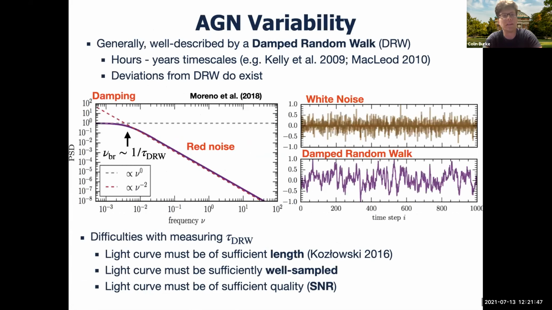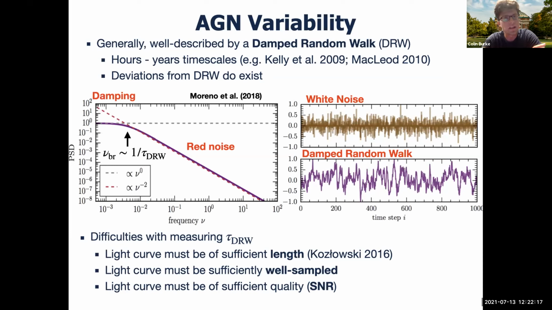I don't need to explain to this audience that AGN variability, of course, is stochastic, but the interesting question that we're trying to address here is how can we interpret the variability of the light curves, and can the AGN variability parameters be related to the physical parameters of the accretion disk.